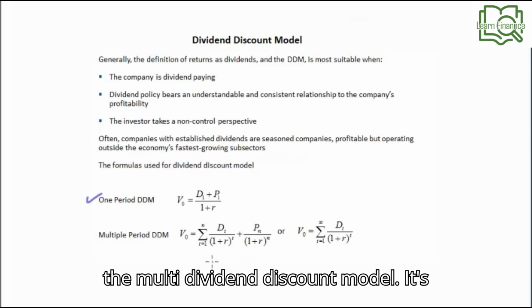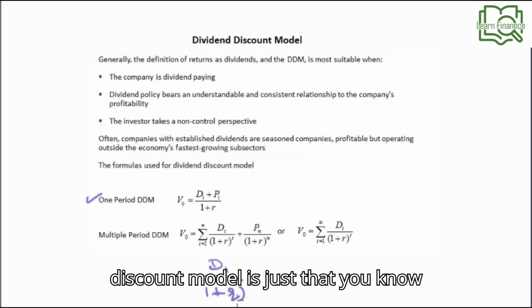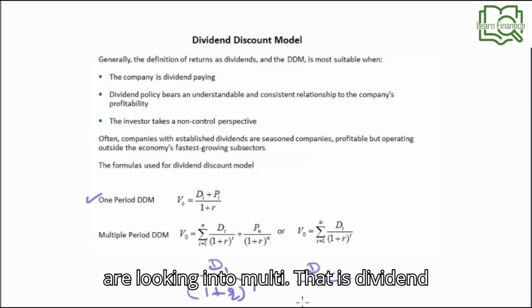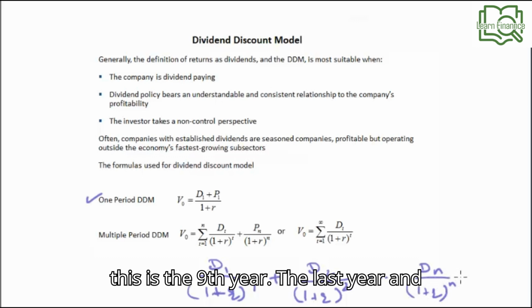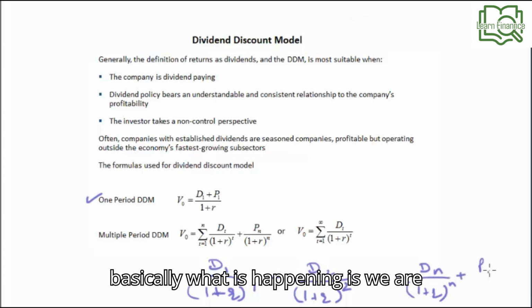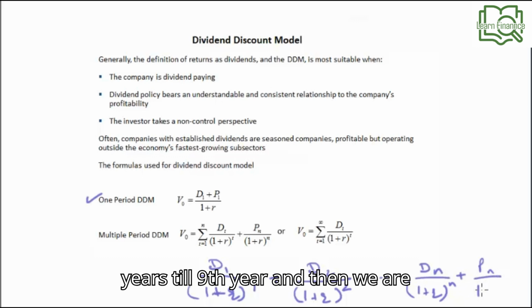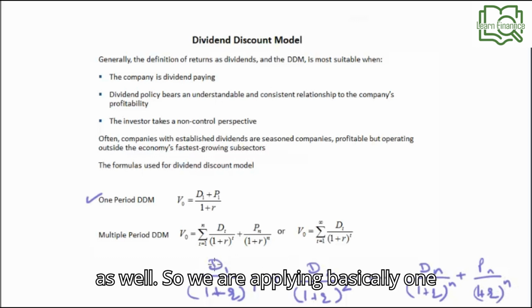Let's discuss the multi-period dividend discount model. It's very similar to the one-period dividend discount model, it's just that instead of looking at just one period, we are looking into multiple periods. That is dividend in the first year, second year, and so on, and this is the 9th year, the last year. Basically what is happening is we are discounting the dividend in each of the next years till the nth year. And then we are applying this formula, which is nothing but this part. We are adding the last year as well.